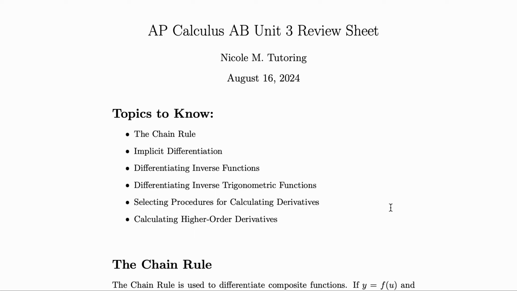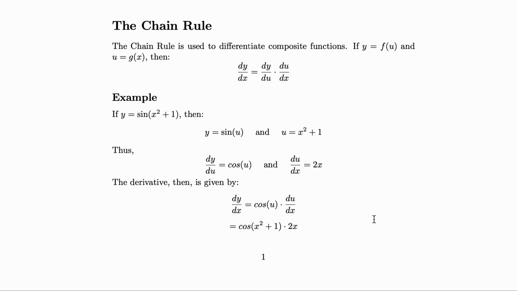order derivatives. So starting with the chain rule is helpful for taking the derivative of composite functions. As a refresher, a composite function is a function within another function. So you can kind of see that here. I think of it as an outer function and an inner function. Technically, you can have multiple inner functions, but it's easiest to learn this topic with just an outer and an inner. So in this case, the outer function is sine, and the inner function is x squared plus 1.